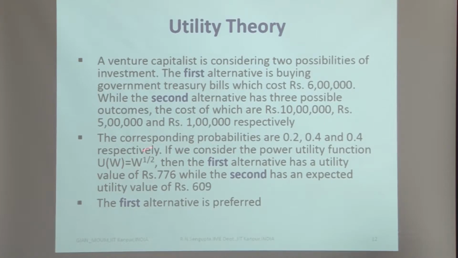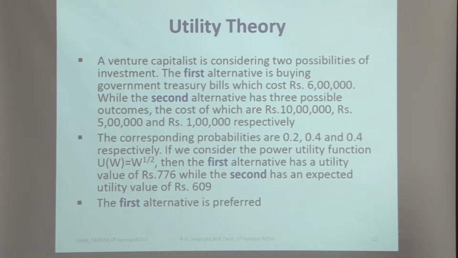10 lakhs would basically give me what utility? The utility would be square root of 10 lakhs, based on the utility function, multiplied by 0.2. In the second arm, the probability is 0.4, and the corresponding value which I am getting is 5 lakhs. The utility will be square root of 5 lakhs multiplied by 0.4, and in the third arm, the value which is kept on the table, the net worth which is given to me, is not 1 lakh, it is basically square root of 1 lakh multiplied by 0.4. So, if I want to find out the expected value, it will be square root of 10 lakhs multiplied by 0.2, plus square root of 5 lakhs multiplied by 0.4, plus square root of 1 lakh multiplied by 0.4. I find out the expected value and do my calculations accordingly.